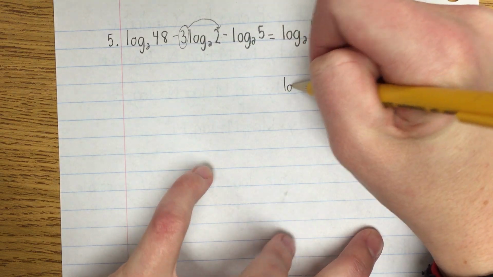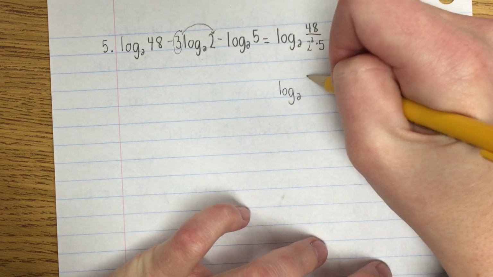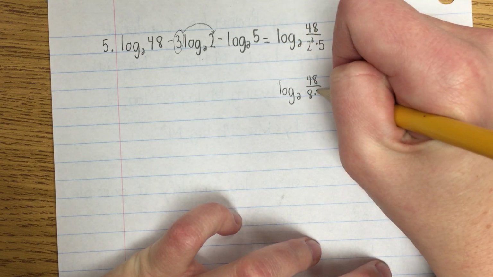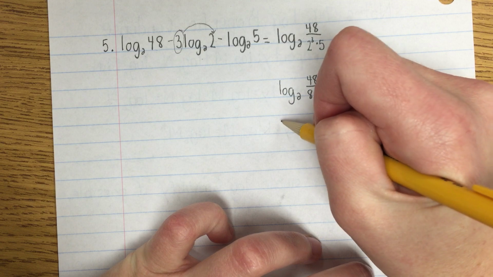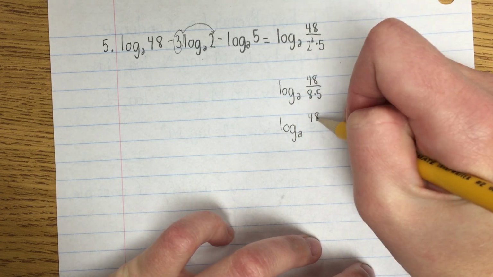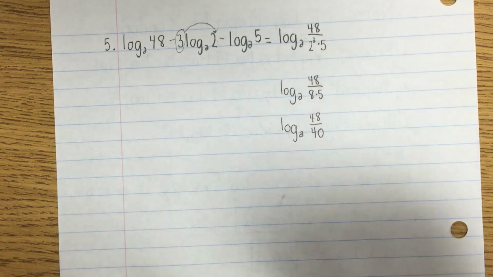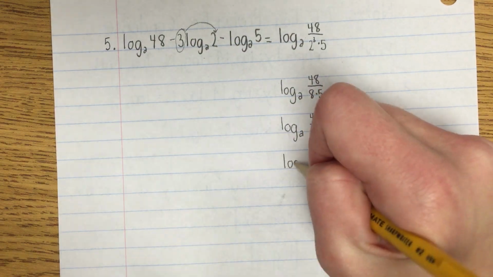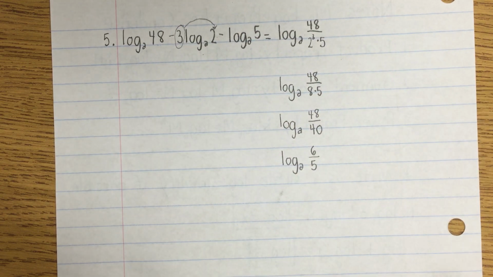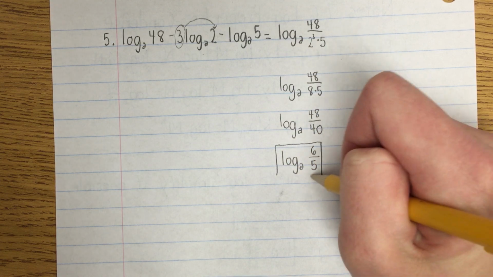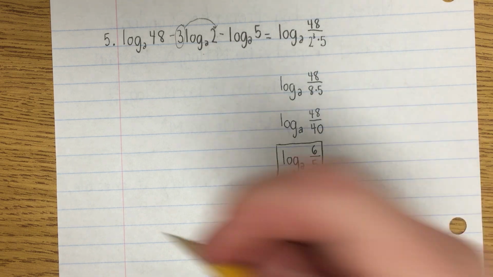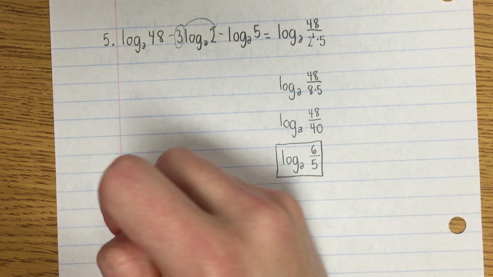So I've got log base a of 48 over 2 to the third is 8. So I've got 8 times 5. And then let's go further. I've got log base a of 48 over 40. And that can definitely reduce. So I would have log base a of 6 over 5 when I reduce fully. Okay, let's look at another example. So example 6.